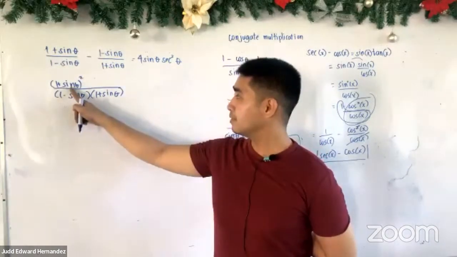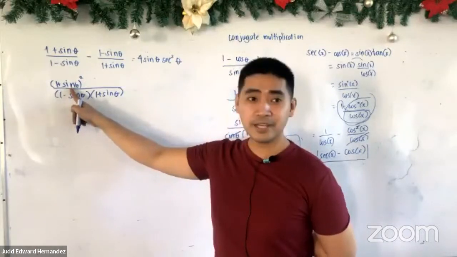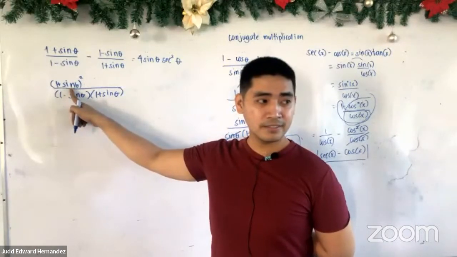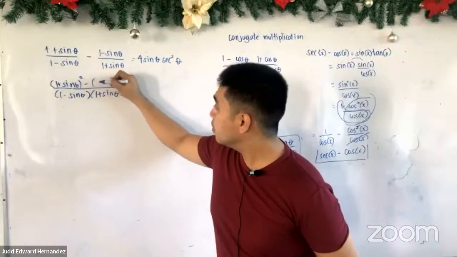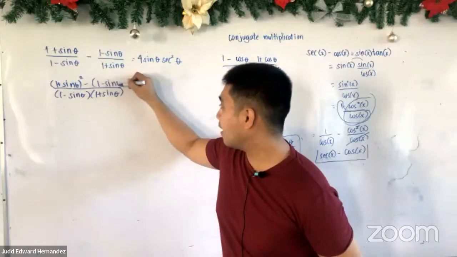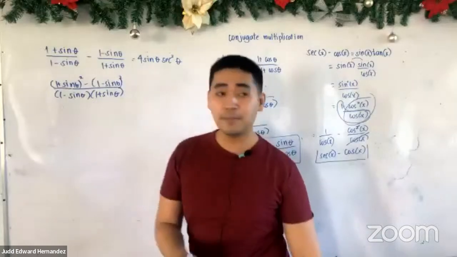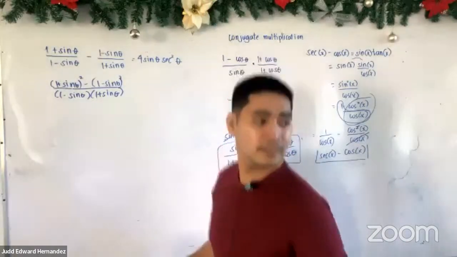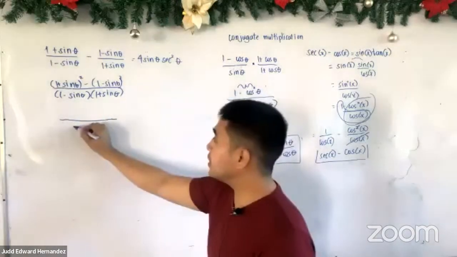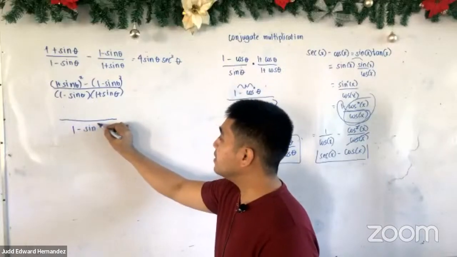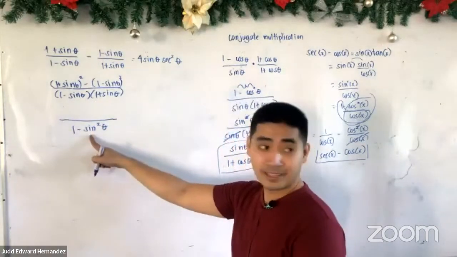Yes or no, guys? Okay. So, ito magka-cancel out. So, ito times ito minus 1 minus sine theta squared. Tama po ba? Opo. Okay. At malalaman natin na yung denominator is difference of squares. Therefore, this becomes 1 minus sine squared theta. Isn't it? Tama po ba?